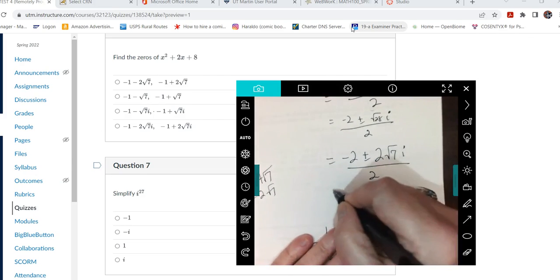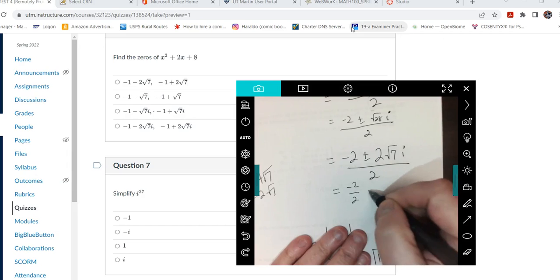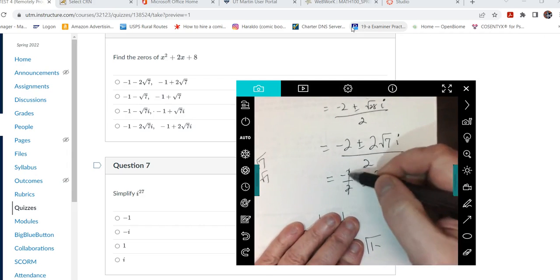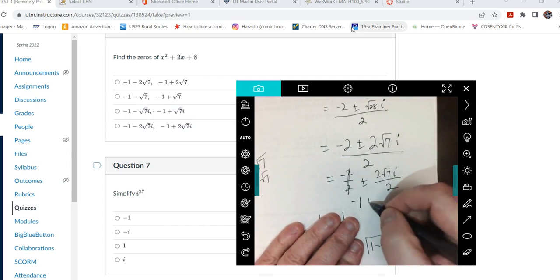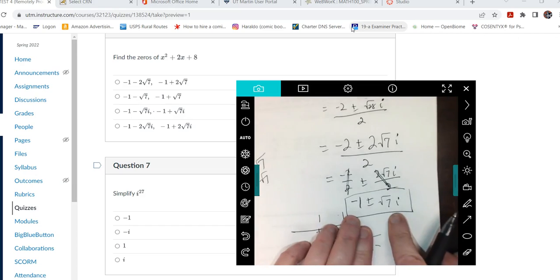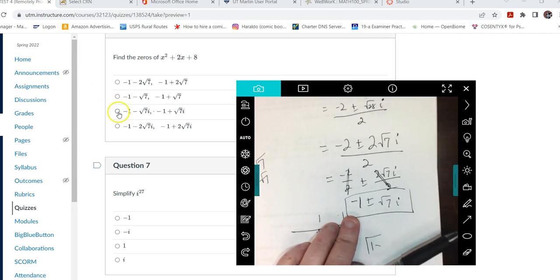And now I can split this up. And now we can see the 2's cancel, so I'm going to get negative 1, and the 2's cancel here, and I'm going to have that. So -1 minus the square root of 7i, and -1 plus the square root of 7i. Okay, that's going to be this one here.